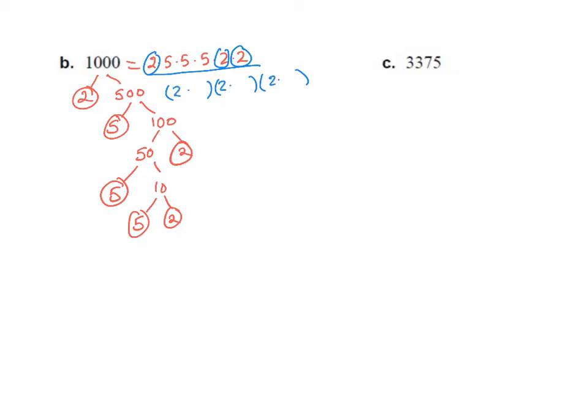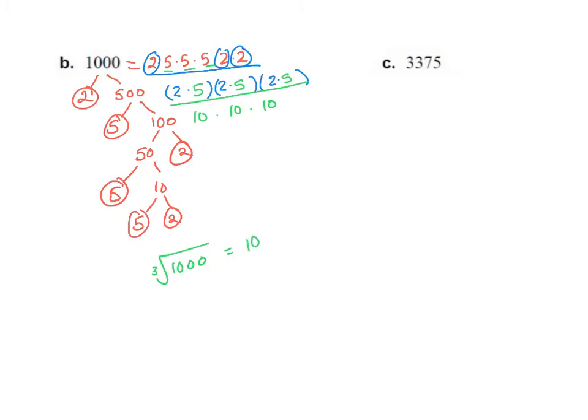And then I'm going to look at the 5s. I also have 3 5s, so I can do 5 times 5 times 5. So this is a way to show if you've got 3 of each or a multiple of 3 of each type of factor, you're going to get a perfect cube. So this is 10 times 10 times 10. So the cube root of 1,000 has to be 10.